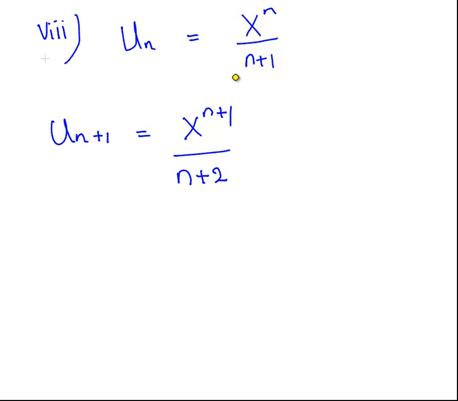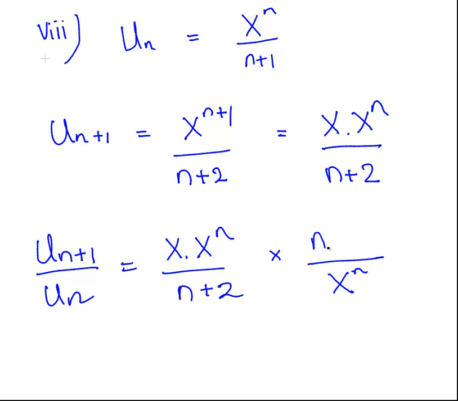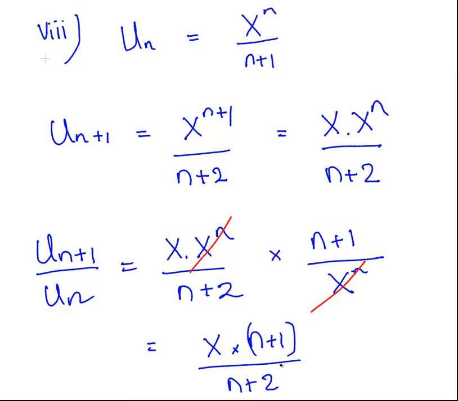Okay, so using what we know, again, this can be written as x times x to the n over n plus 2. Simple as that. And the ratio u of n plus 1 over u of n equals x times x to the n over n plus 2 times the inverse of u of n, so x to the n over n plus 1. Okay, now that cancels out with that, but really nothing else cancels out. You can't cancel out n plus 1 and n plus 2. So essentially what we have here is x times n plus 1 over n plus 2. And that's it really.